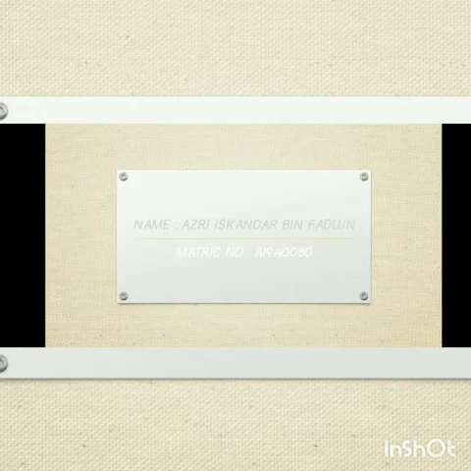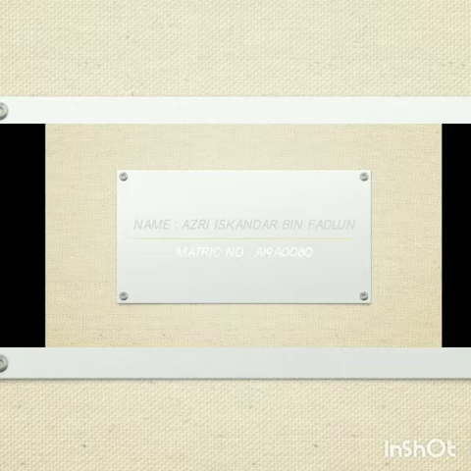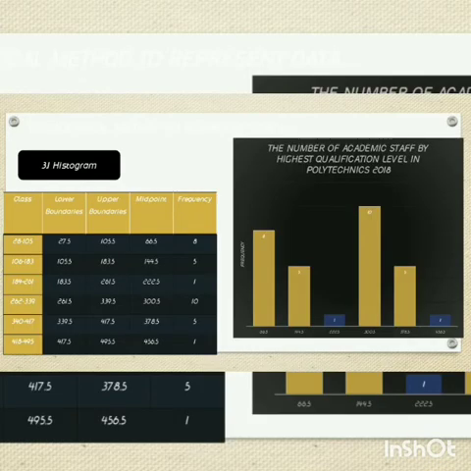Hi, my name is Azizkan Tabifadlun and my matric number is A19A0080. I would like to present 3.0 graphical method to represent the data and 4.0 measure of central tendency. So firstly, we have chosen histogram and also an OGIVE for our graph.